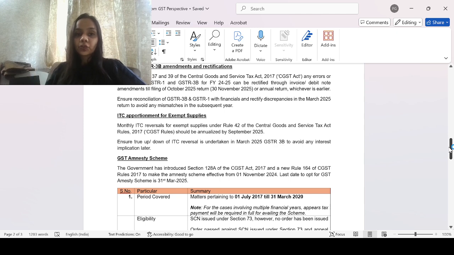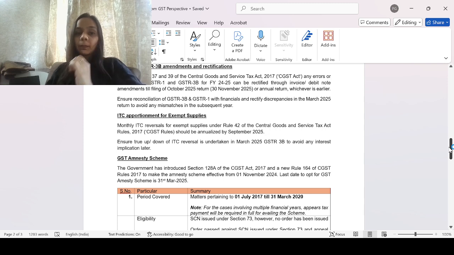Next one is the ITC apportionment for exempt supply. Suppose we are engaged in the business of supplying goods or services that are exempt as well as taxable. Then at the end of the year, we have to segregate our input in the ratio of exempt supply and taxable supply. We have to compute the total exempt supply for the financial year, total taxable supply for the financial year, and total input for the financial year, and segregate this input proportional to the exempt supply. We have to reverse the input pertaining to the exempt supply in March itself.